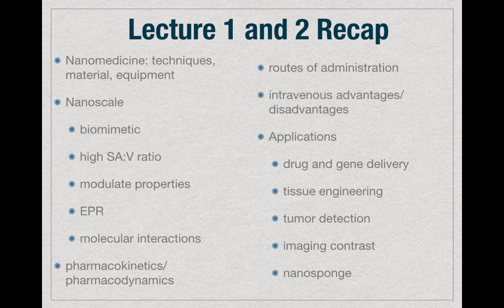In this lecture, we defined pharmacokinetics and pharmacodynamics. We talked about routes of administration, focusing on intravenous routes of administration. We also talked about the intravenous advantages and disadvantages. And then in lecture 1, we talked about applications of nanomedicine, drug and gene delivery, tissue engineering, tumor detection, imaging contrast, and also some on the horizon applications, the nanosponge and also nanorobotics.